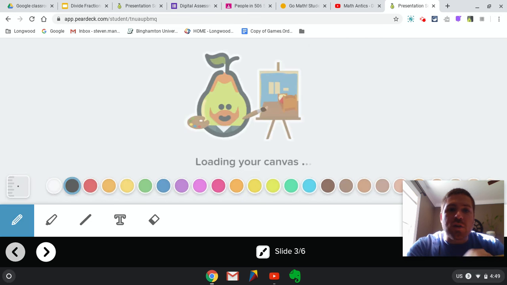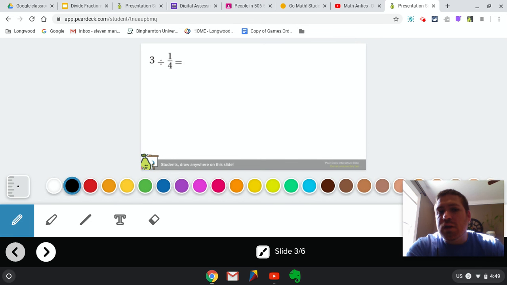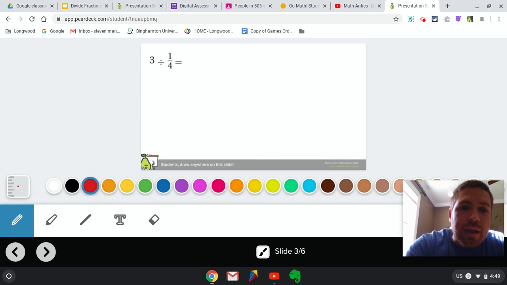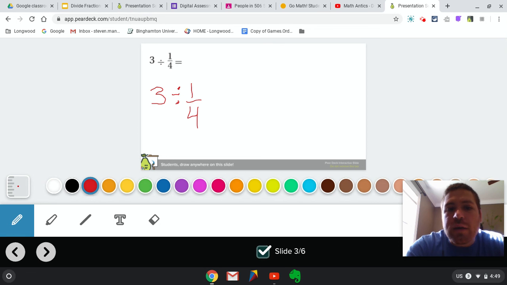So let's take a look at the first problem. One thing I'm going to do, just because it's text, I'm going to write it myself again. This way I can write it the way I want. So I have 3 divided by 1/4. And remember, step 1 is to take the whole number and give it a denominator of 1. So there's my whole number of 3. I'm giving it a denominator of 1.